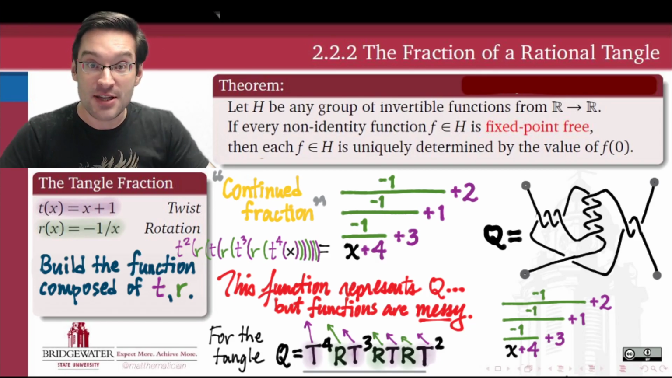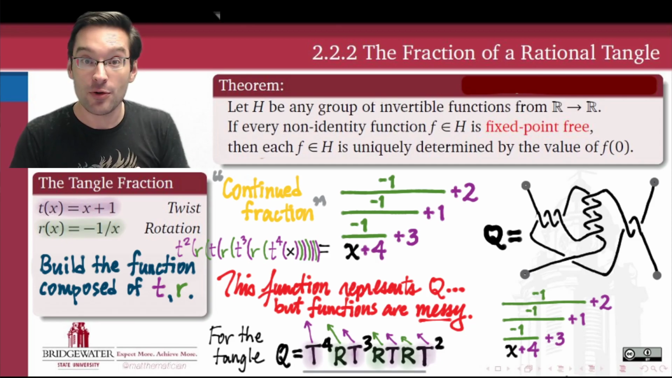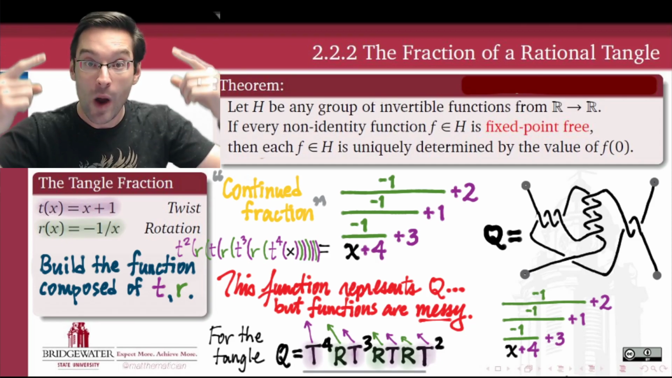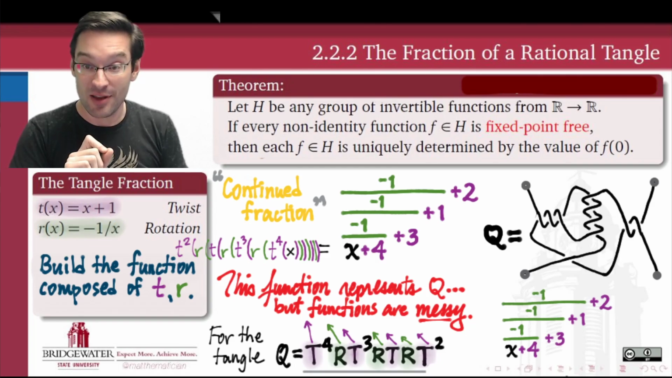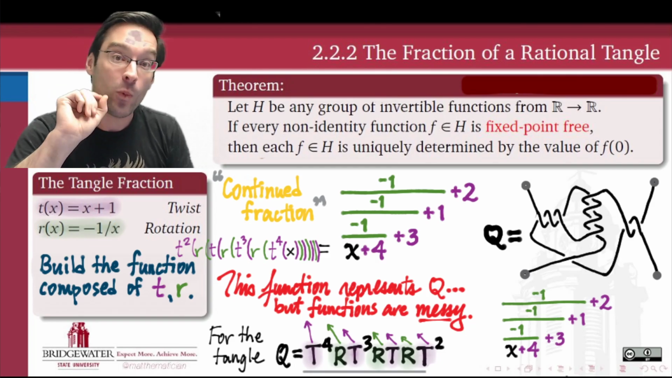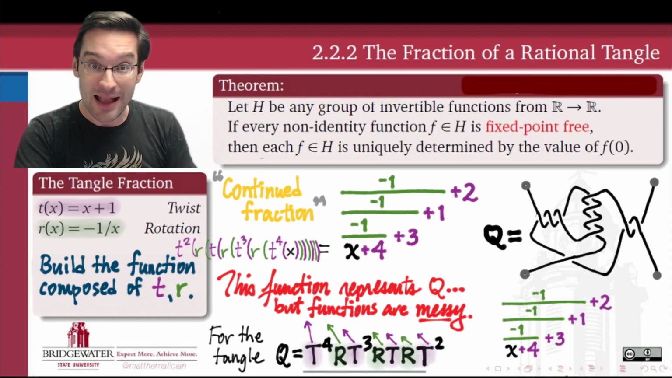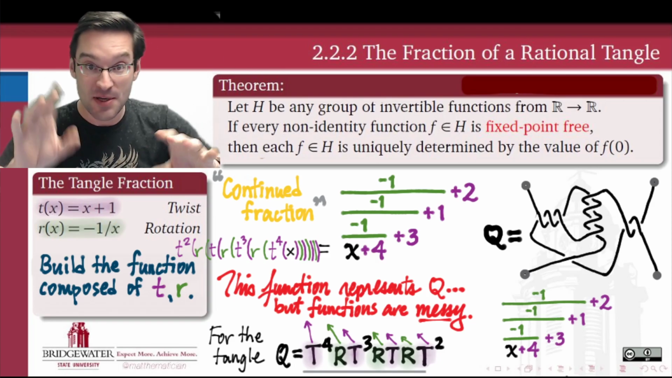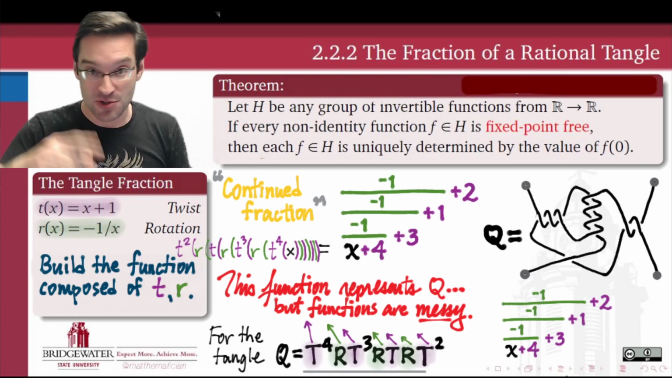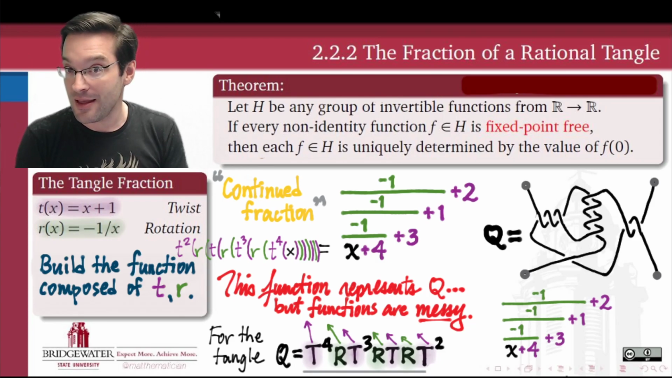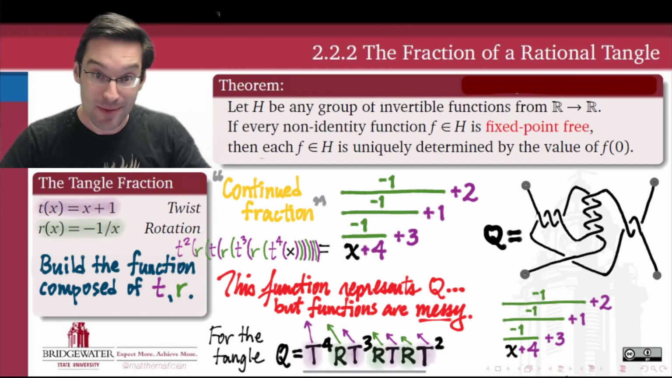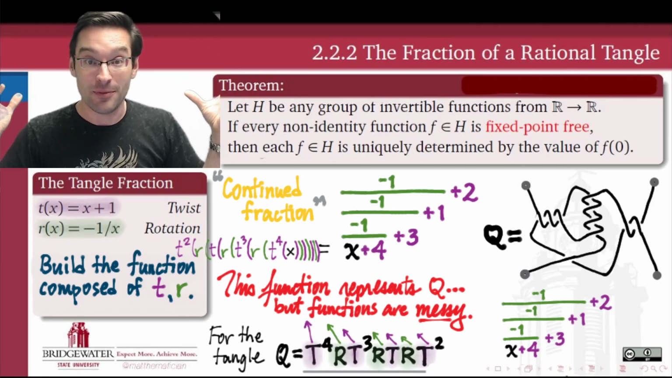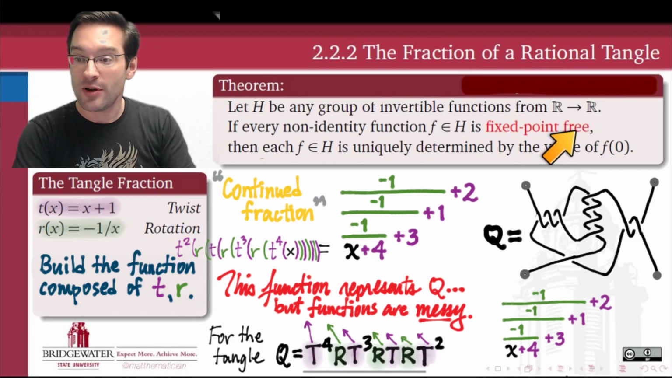In other words, every different function that's a part of this group is going to have a different y-intercept when we graph it, and vice versa. So if you tell me the y-intercept in this group of functions, I can tell you what that entire function is. And so that means we don't have to care about all the functions, we just have to look at their y-intercepts, which are just going to be, for us, rational numbers. That there would be a one-to-one correspondence between rational numbers, which are the y-intercepts, and the rational functions, which generate those y-intercepts, is something that we can't expect to happen in general. Which is why we need this fixed point freedom criterion.